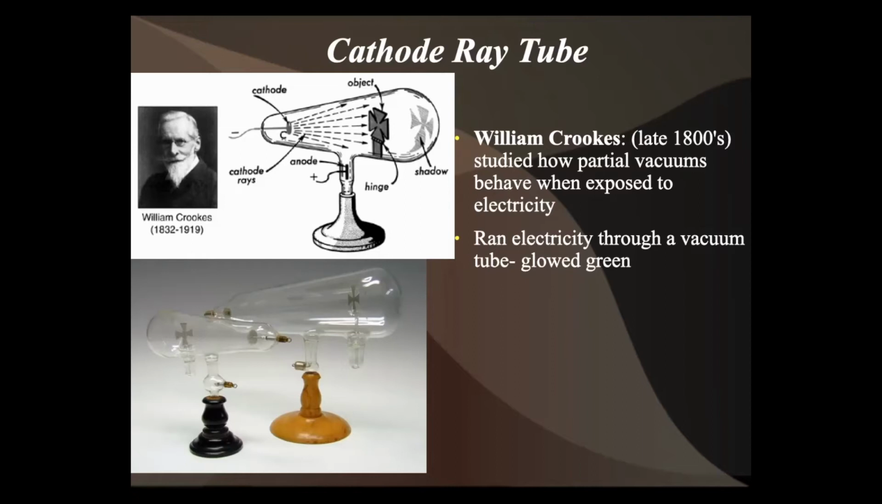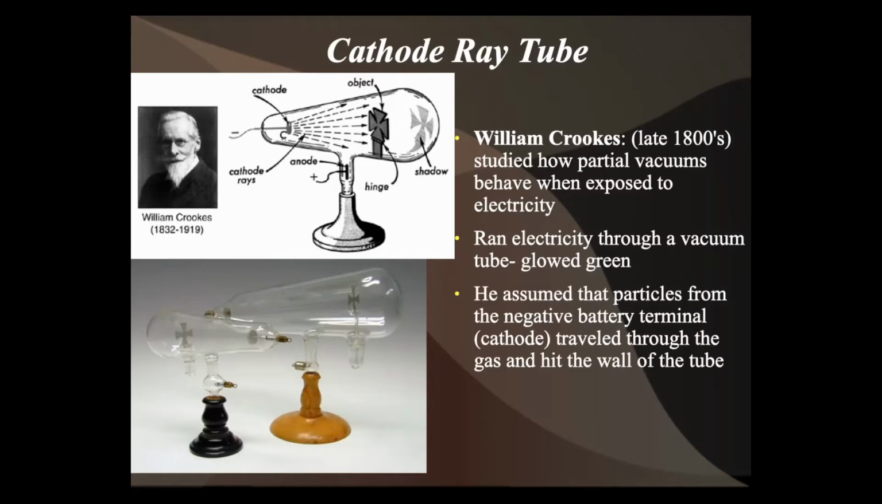So electricity ran through the gas tube, and he had one end right here. He had the negative end right here, the positive end down here. And what he assumed is that particles from the negative battery terminal, the cathode, traveled through the gas and hit the wall of the tube. So he assumed that particles are being moved outward from this terminal right here and hitting the cross.